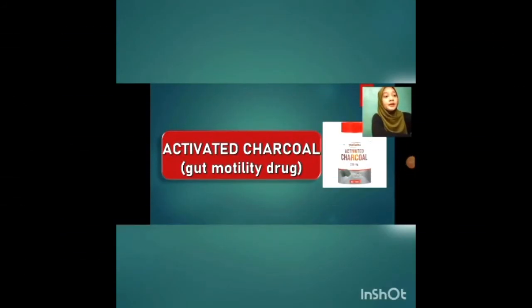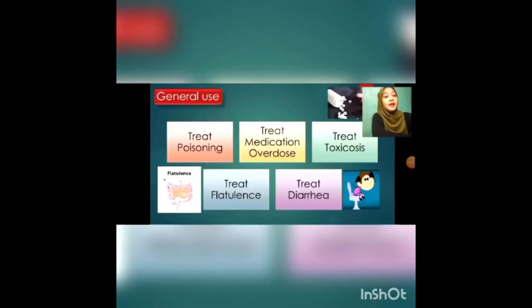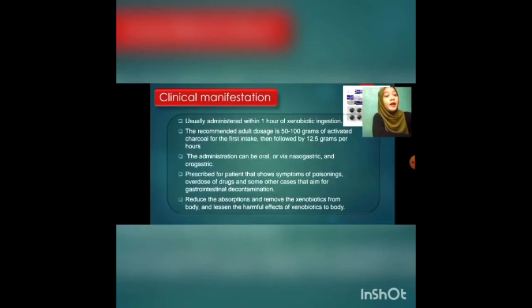Okay, next is activated charcoal. It is generally used to treat poisoning, medication overdose, toxicosis, diarrhea, and flatulence, which means gas builds up in the intestine or stomach. It is usually administered within 1 hour of xenobiotic ingestion. The recommended dosage is 50 to 100 grams for the first intake. It can be administered orally, which means by tablet, or by tube through nasogastric and orogastric.